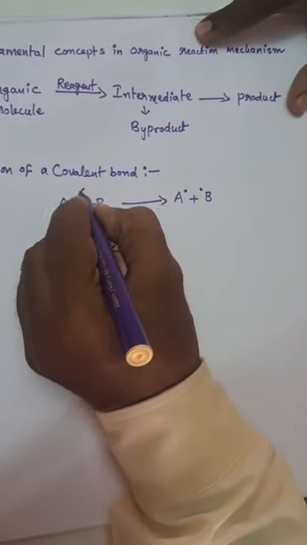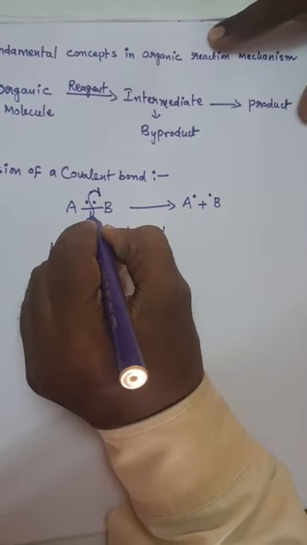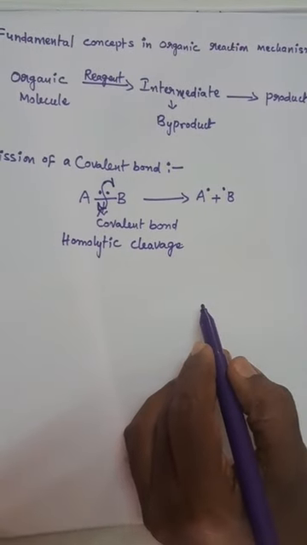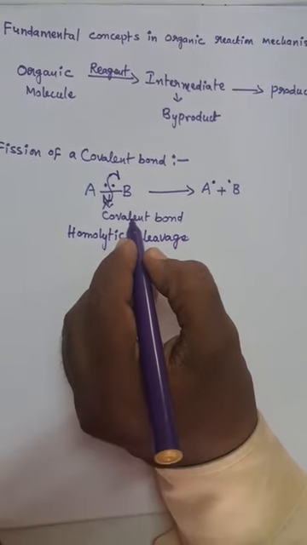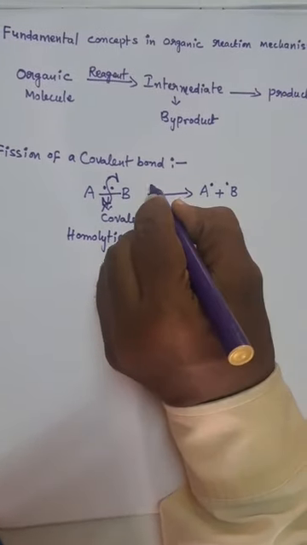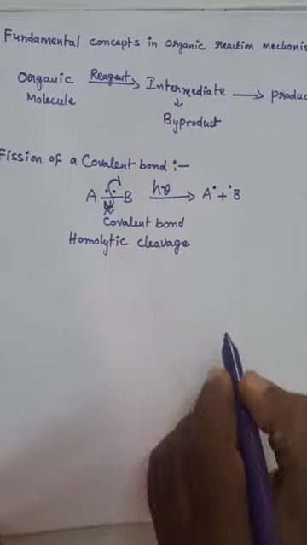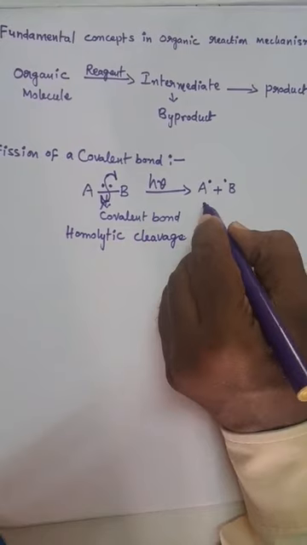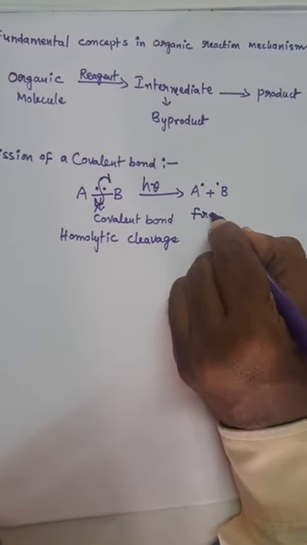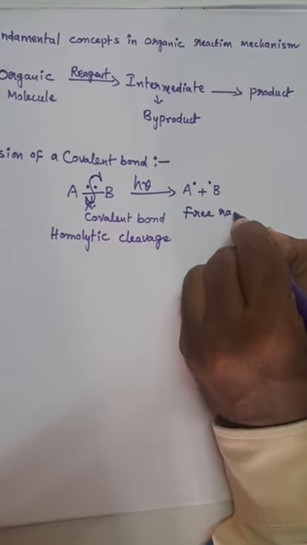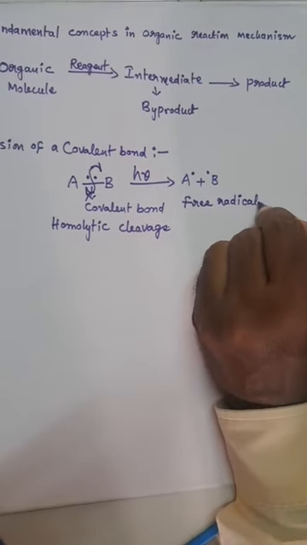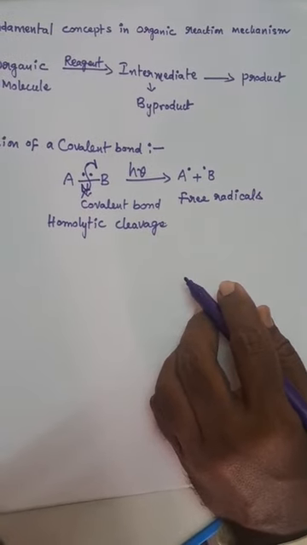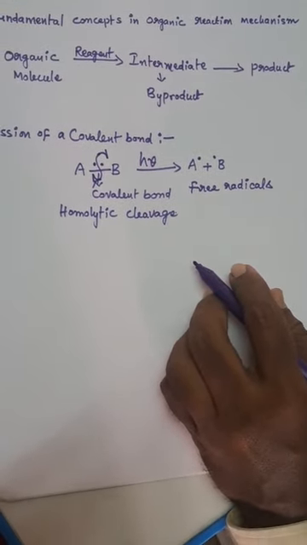This is always shown with a fish hook arrow. Generally, this homolytic cleavage occurs in the presence of sunlight or UV light, and it generates free radicals. These free radicals are reactive intermediates.